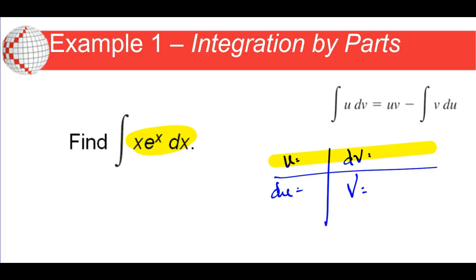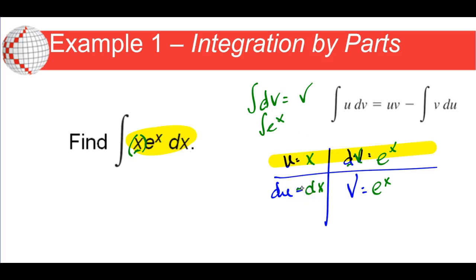Well, if we follow that rule, the more complicated is e to the x, and certainly we can integrate e to the x, because if that's the derivative of v, all we have to do is take the integral of the derivative of v to get back to v. So the integral of e to the x is just e to the x. And that leaves x as the u sub, and then the derivative of x is 1.